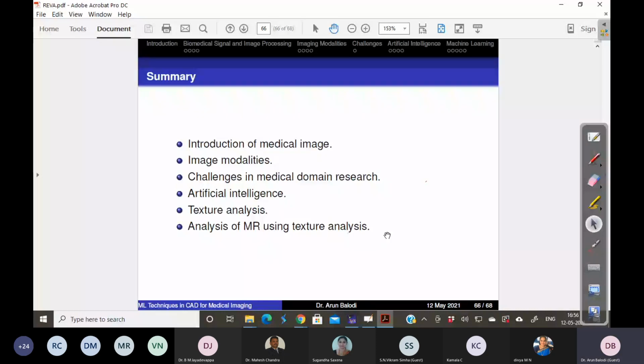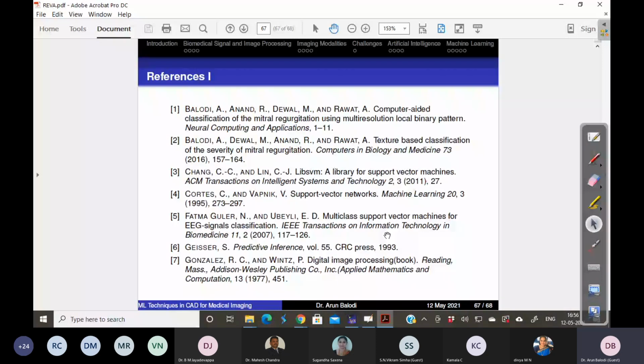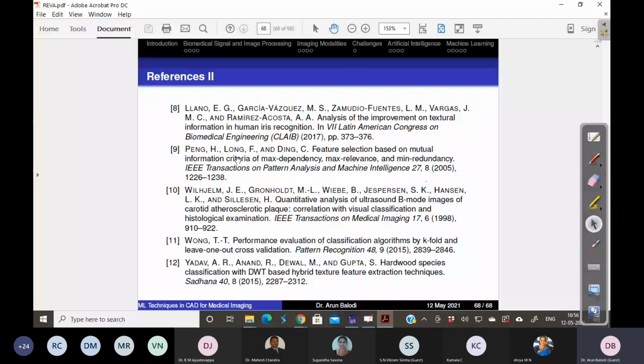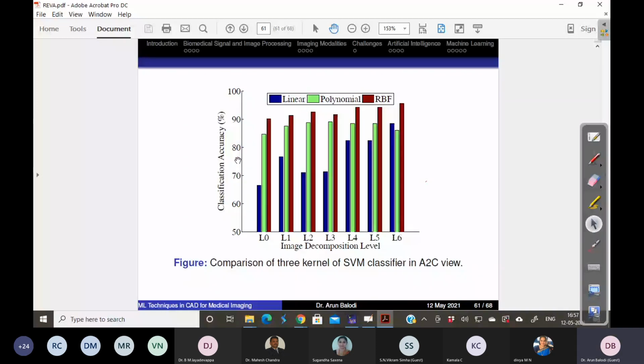So this is all the work we have done. We got 2 papers for the first 2 approaches that you can see here. This is Neural Computing and Applications, that is again SCI indexed. The second paper, Computers in Biology and Medicine, is again an SCI indexed paper for the 2 approaches that we have proposed. So this is the general overview of the computer aided diagnosis system. So I'll stop my presentation here. If you have any questions, please ask.